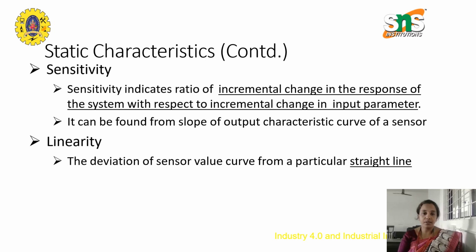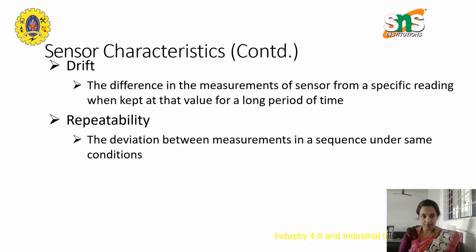Sensitivity indicates the ratio of incremental change in the response of the system with respect to incremental change in the input parameter. It can be found from the slope of the output characteristic curve of a sensor. Linearity is the deviation of the sensor value curve from a particular straight line. That is called linearity.